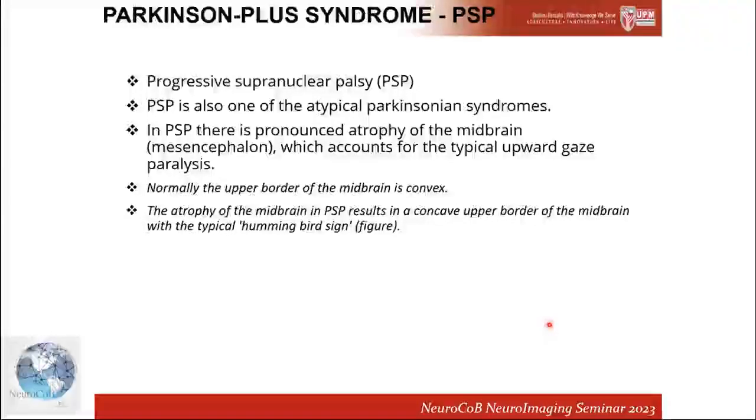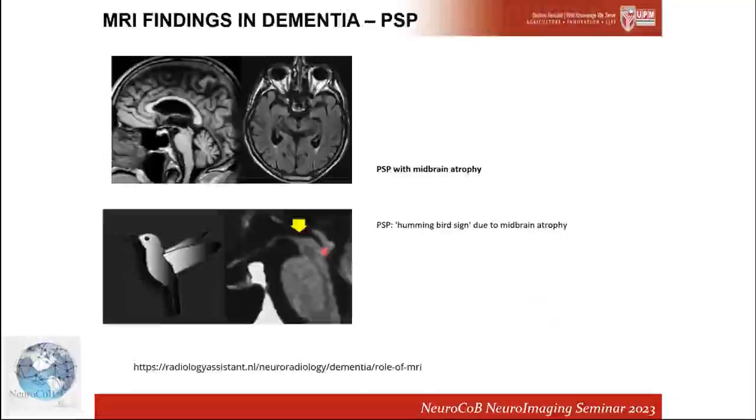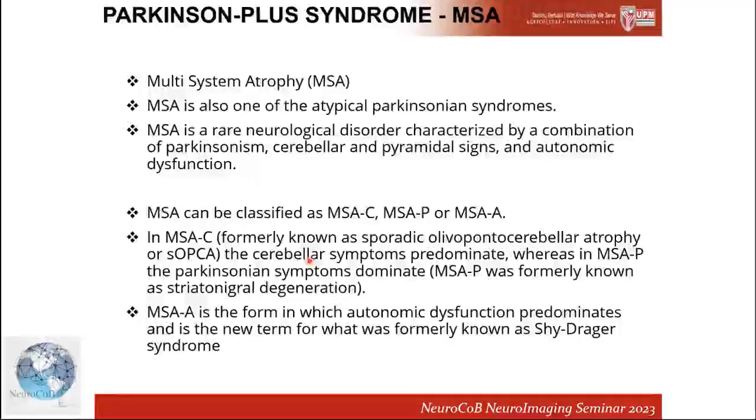PSP is also known as an atypical Parkinsonian syndrome. There is a pronounced atrophy of the midbrain, which accounts for the typical upward gaze paralysis. This is because of the atrophy of the midbrain. You can see here there is a hummingbird sign, what we call this, okay, macam paruh burung. So this indicates PSP. We have to measure the midbrain to pons ratio for this.